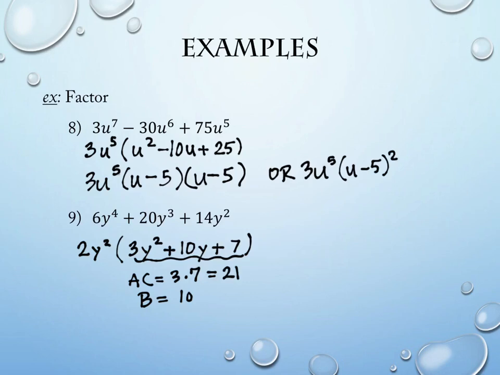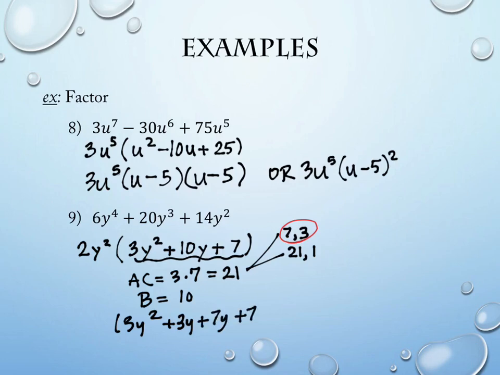Now 21 doesn't have a lot of options, right? It's either the 7 and the 3 that I just used, or it's a 21 and a 1. And my signs are all positive here, so there are no negatives to worry with. I need the 2 that will actually add together to be 10, and that would be 7 and 3, right? So as I'm rewriting this middle step, it would be the 3y squared, and then the 10y in the middle will be written as 3y plus 7y in either order, and then plus my 7 at the end. And again, I still have that 2y squared at the beginning.